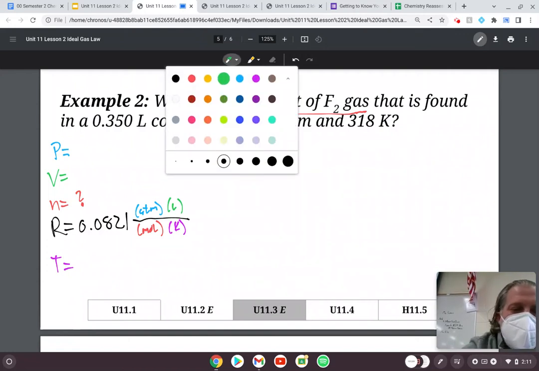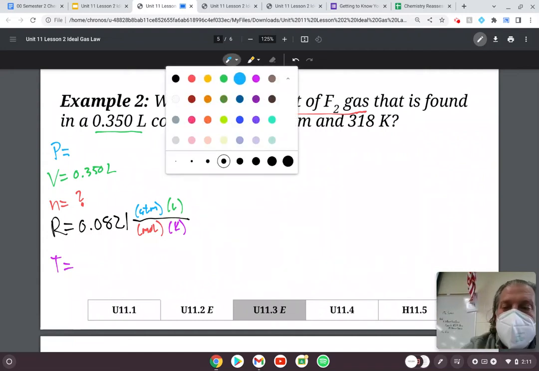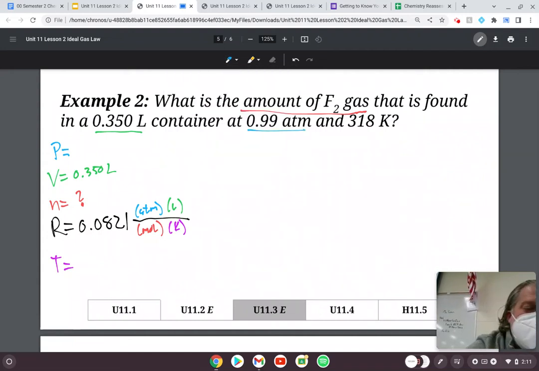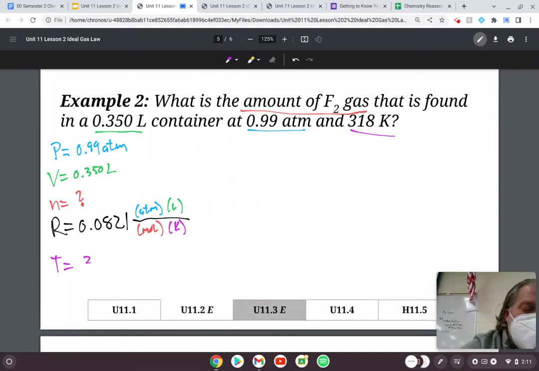That's found in 0.350 liters. So that's my volume, because the L is a volume measurement. At a pressure of 0.99 ATM. ATM is a pressure measurement, and at 318 Kelvin. Kelvin is a temperature measurement.